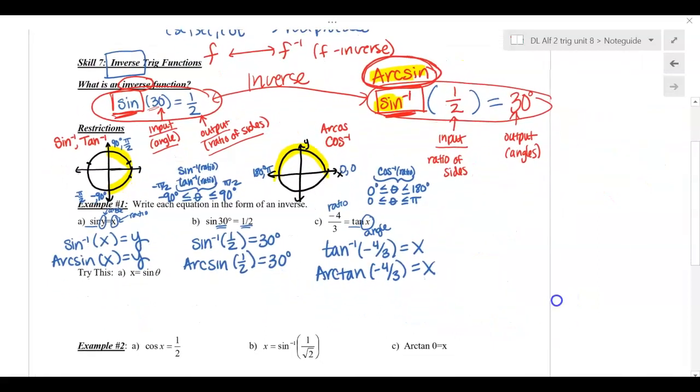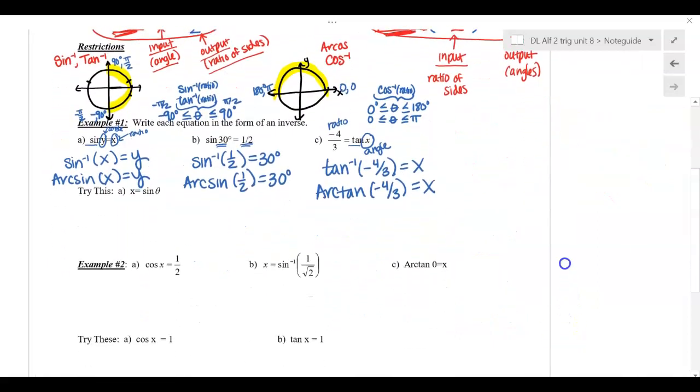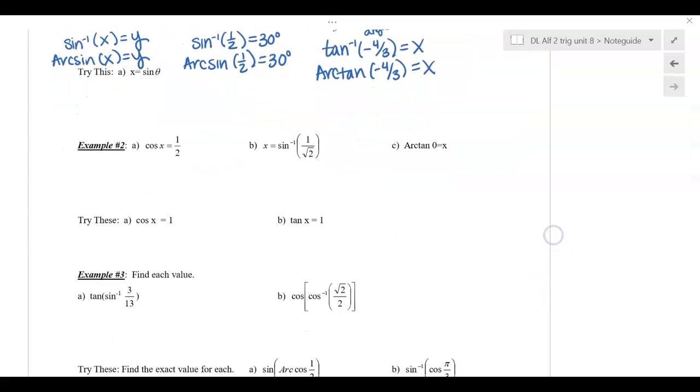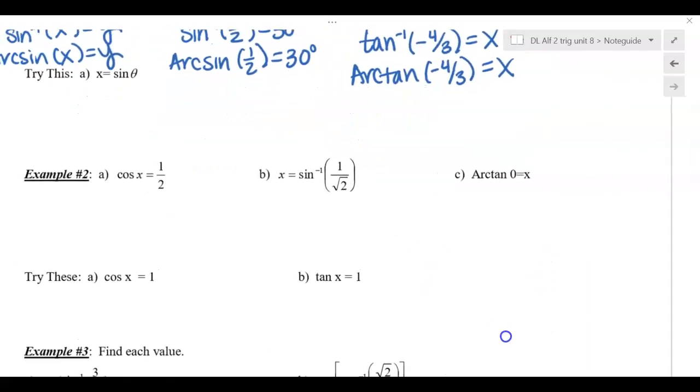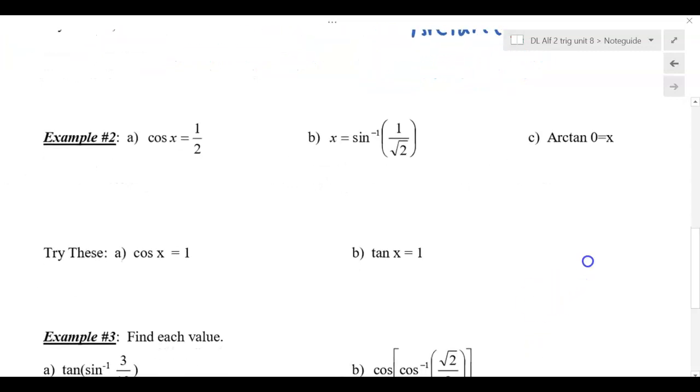All right, so that's just rewriting them in that format. Now we're going to go ahead and do some calculations with them, and then some more complicated calculations. So we're going to focus right here, right now.